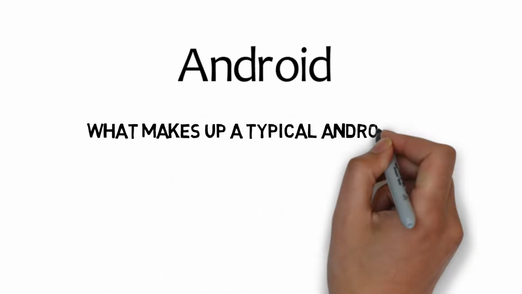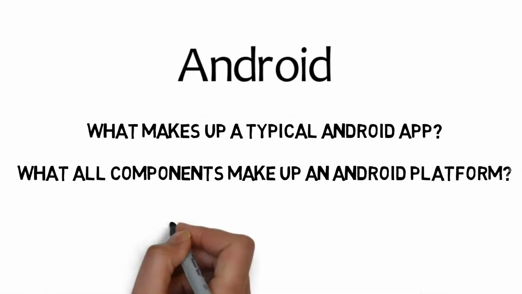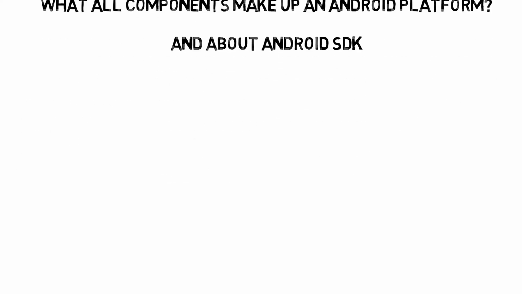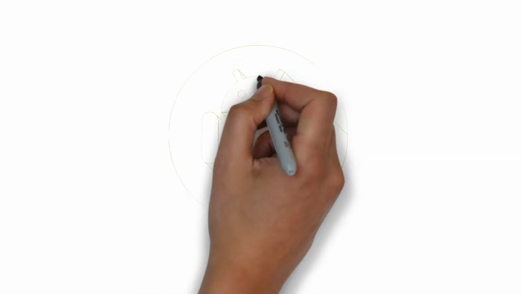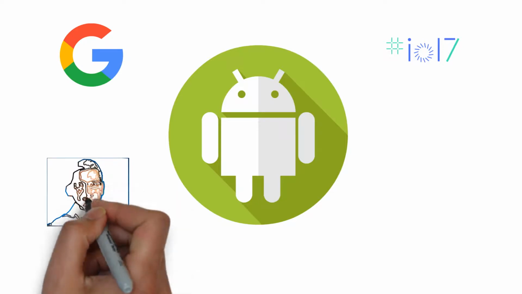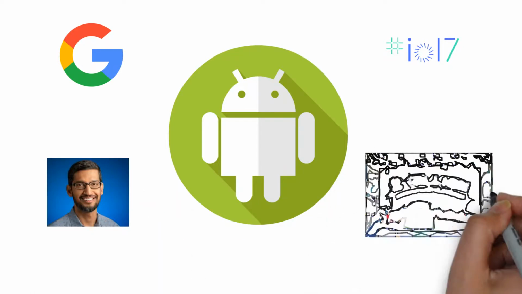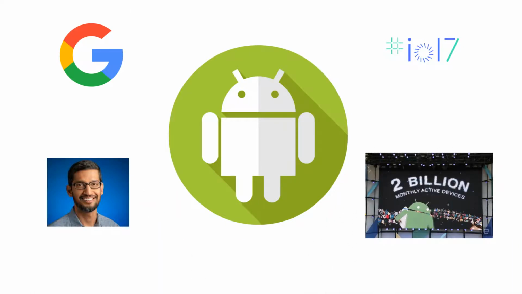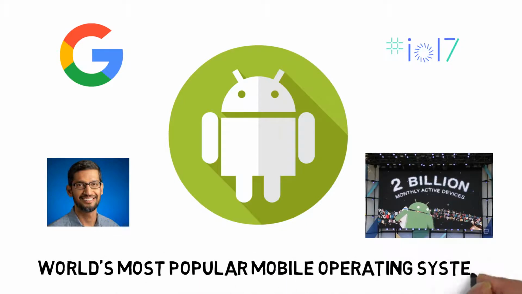Today we'll be talking about Android. What makes up a typical Android app, what all components make up the Android platform and Android SDK. Android, as we know, is the world's most popular mobile platform as of 2018. It's a mobile operating system developed by Google. In 2017, Google's CEO Sundar Pichai announced that the company surpassed 2 billion monthly active users on the Android platform, continuing its reign as the world's most popular mobile operating system.